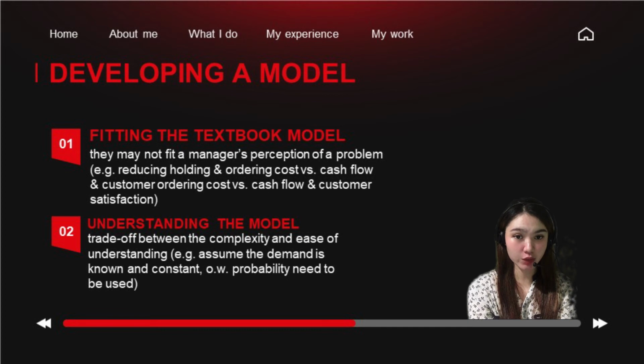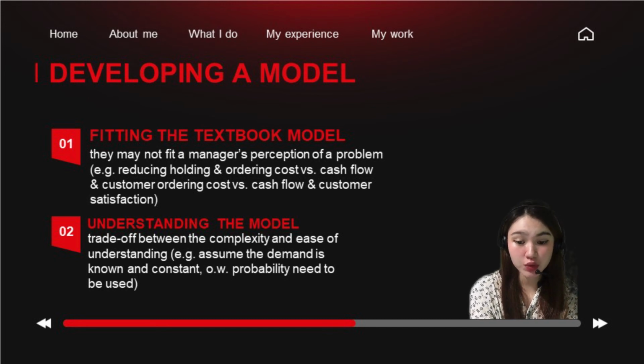One issue with developing quantitative models is that a manager's perspective of a problem may differ from the textbook solution. The majority of inventory models aim to reduce total holding and ordering costs. Some executives dismiss these expenditures, focusing instead on the cash flow, turnover, and customer happiness. Such managers are unlikely to accept the results of a model based on holding and ordering expenses.